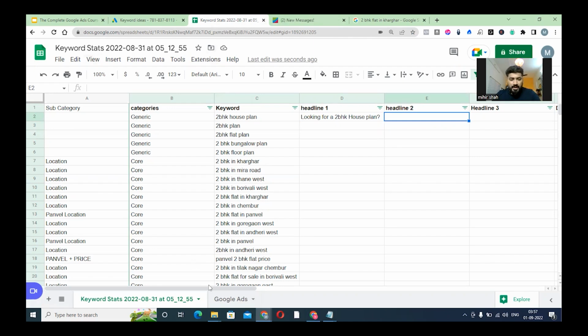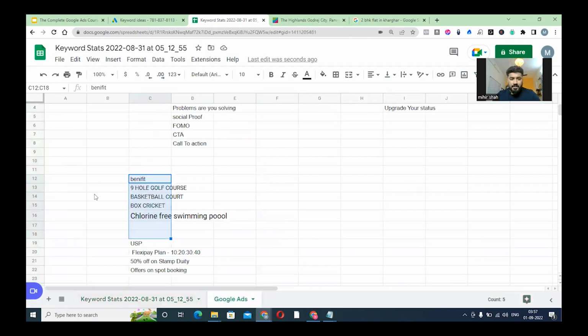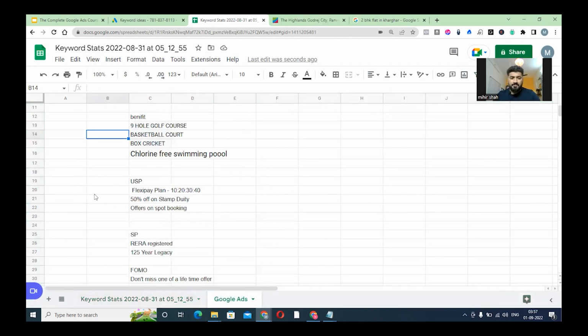So let's go back to this tab and see if somebody is looking for a house plan. Flexi Pay, 50% off stamp duty, offer on spot booking. This USP is something that we won't be able to use, because this is for someone who's thinking about purchasing a house and then wants to avail these discounts and offers. So this is at a very latter stage when he decides to purchase a house. Here he's just looking at a plan, meaning he's thinking about it. So we want him to think, when he's thinking about a house, why not think about us?